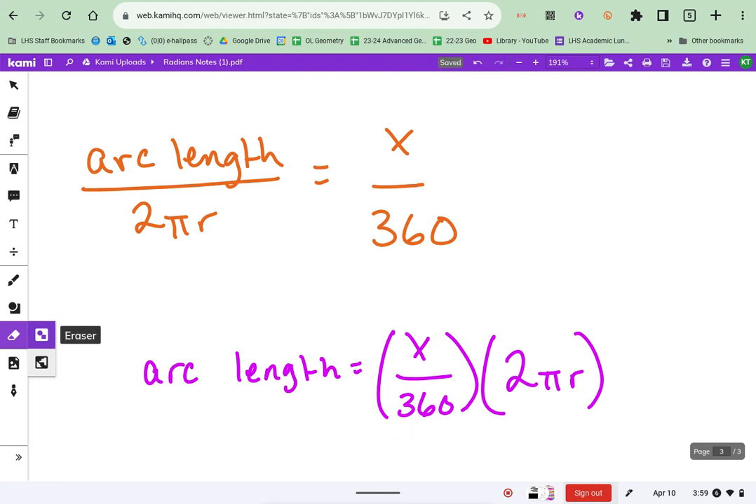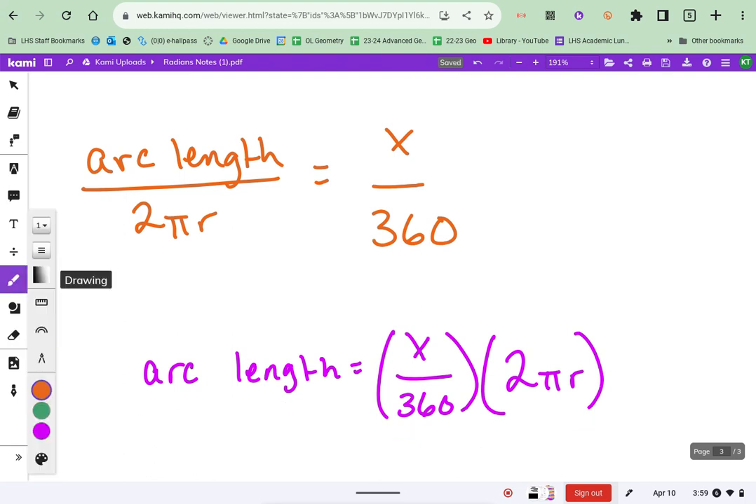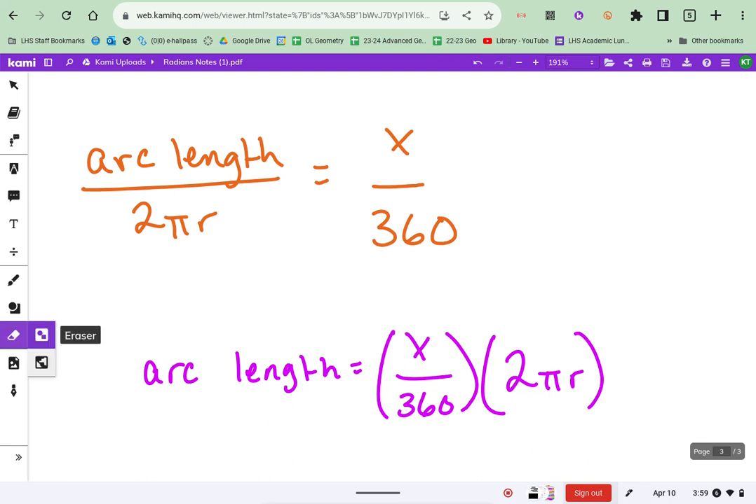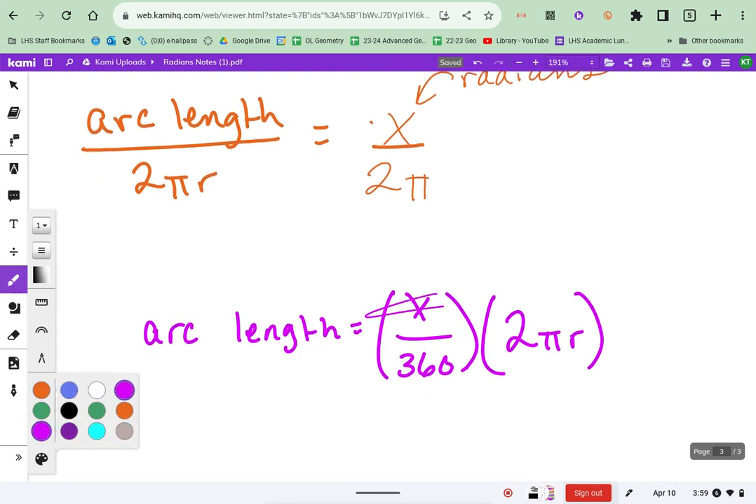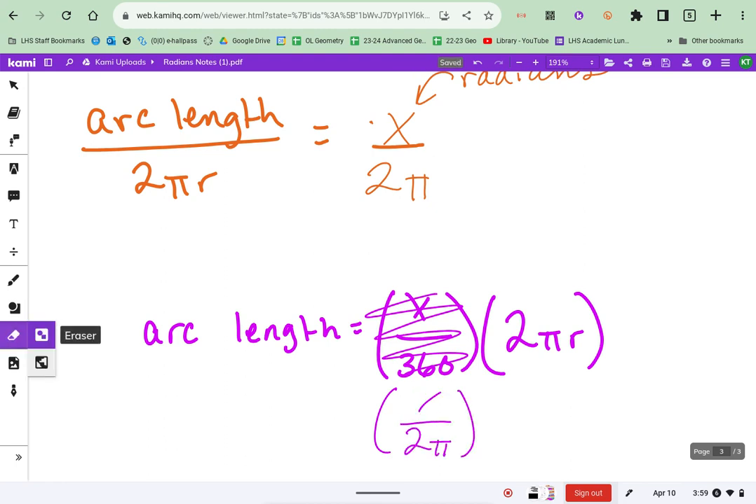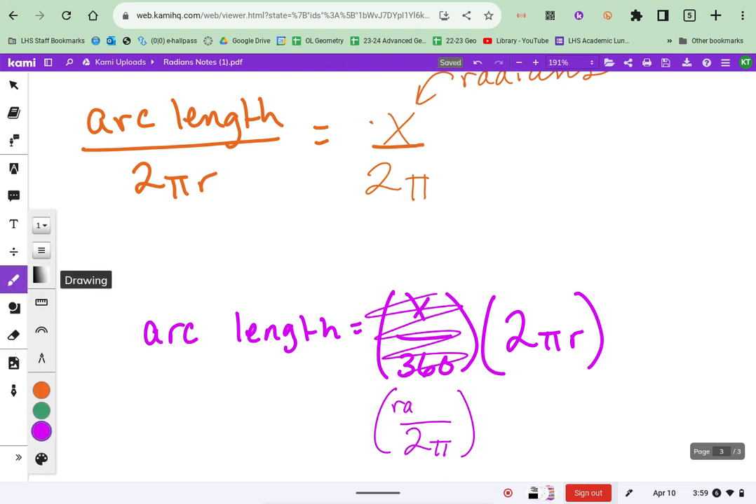So since today we've been talking about how there are 2 pi radians in a circle, essentially what you can do is take out this x over 360 and replace it with x over 2 pi, where this time the x represents how many radians you have. And you could do the same thing here. So instead of x over 360, it would be x over 2 pi, where the x is representing, again, how many radians you have.